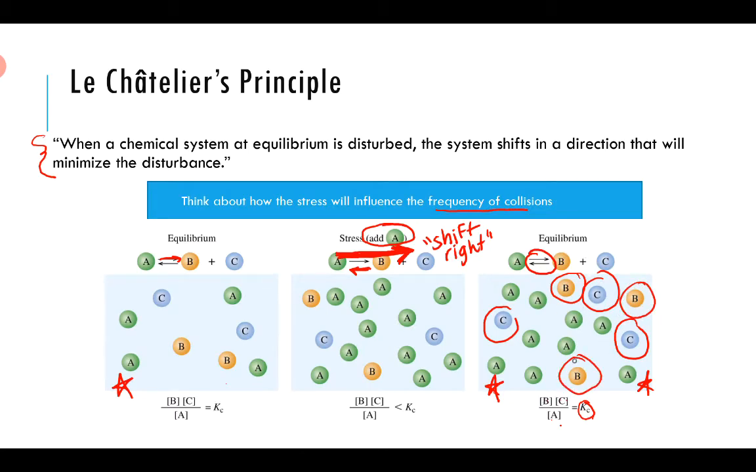And that has allowed us to reestablish equilibrium by increasing the amount of B and C because we have shifted right. And that counteracts how much A we added.